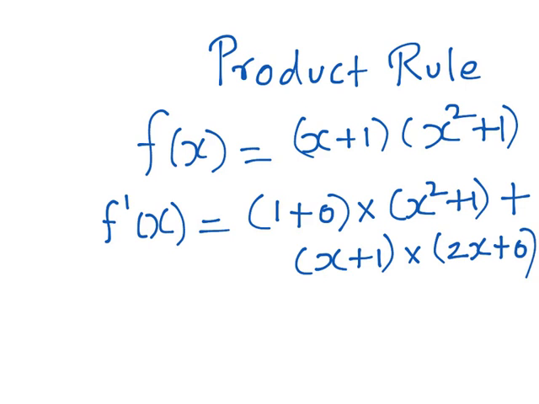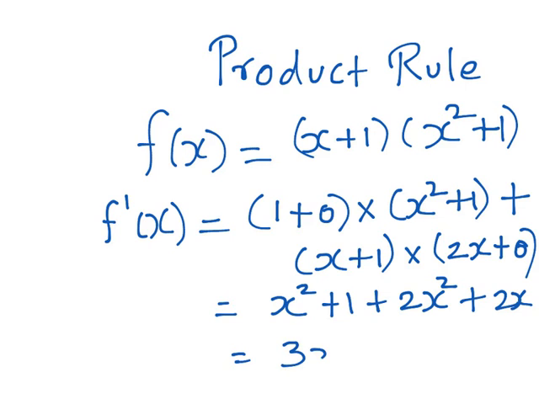Sorry, it looks like a 6. Okay, it's 0. Now when you open the bracket, you get x square plus 1 plus 2x square plus 2x. So the final answer is 3x square plus 2x plus 1. So as you can see, we got the same answer if you use the product rule.